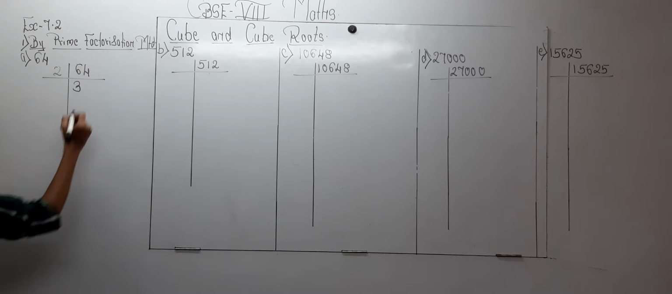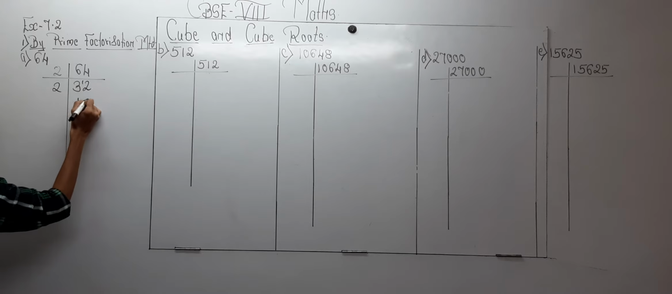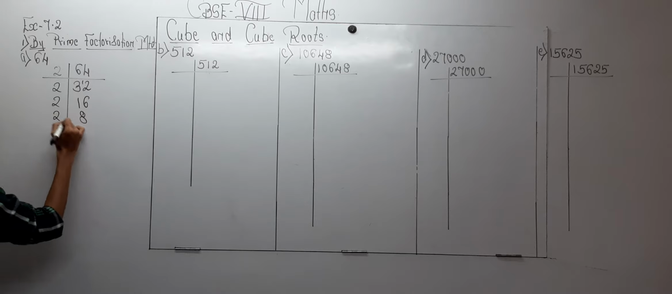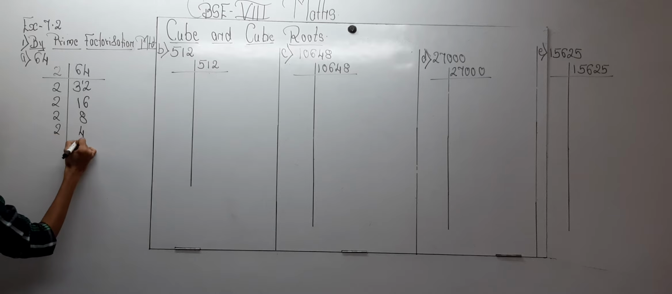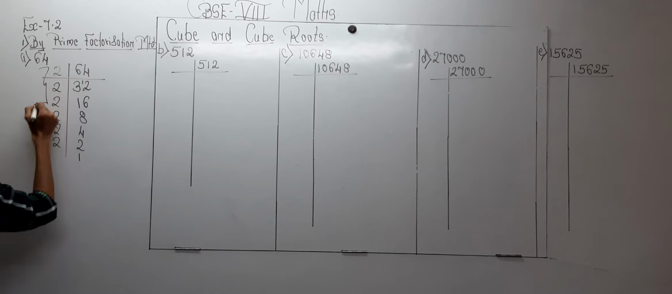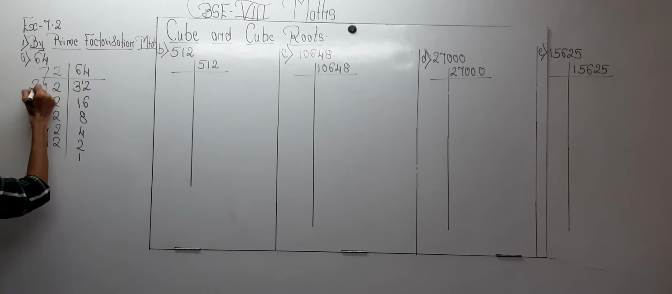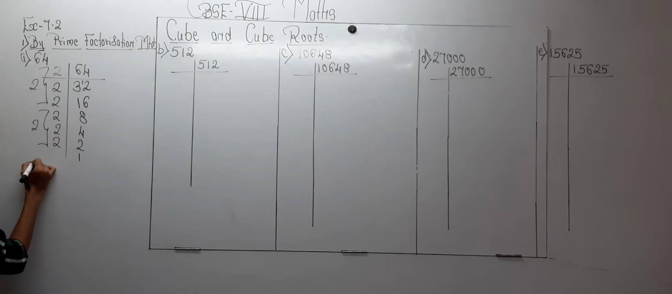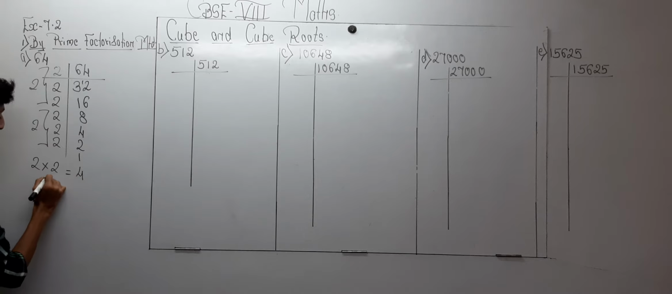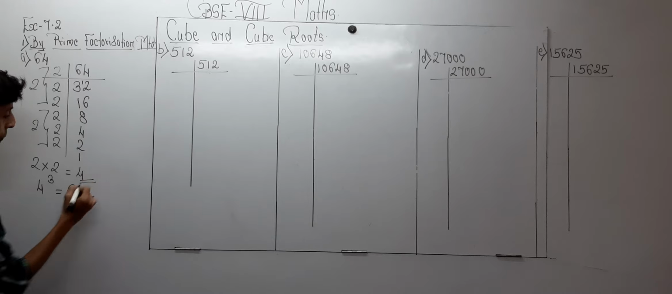2 3s are 6, 2 2s are 4, 2 1s are 2, 2 6s are 12, 2 8s are 16, 2 4s are 8, 2 2s are 4 and 2 1s are 2. So over here we take a cube as a group of 3 numbers. Over here 2, over here 2. So 2 multiplied by 2 will be equal to 4. That means my 4 cubed will be equal to 64. Okay.